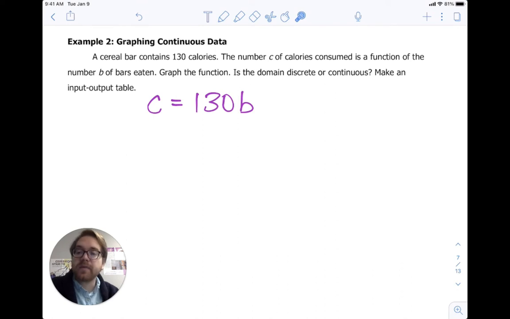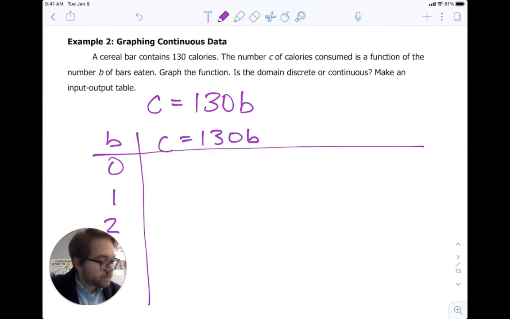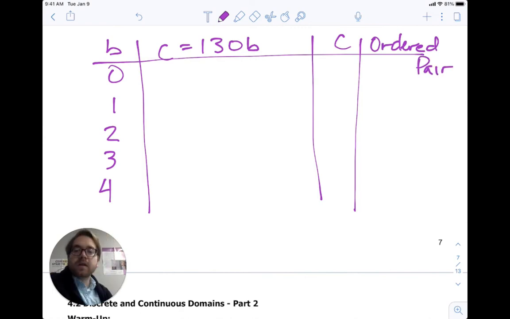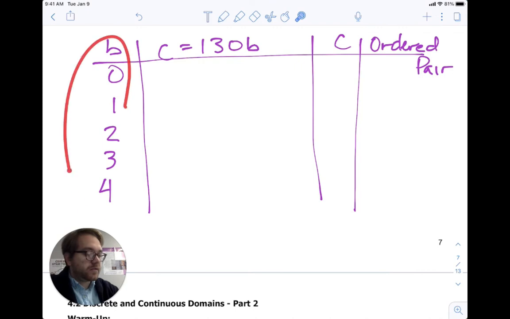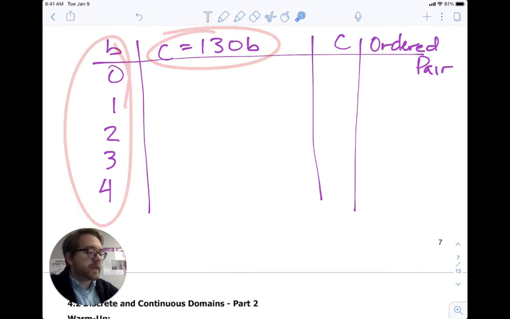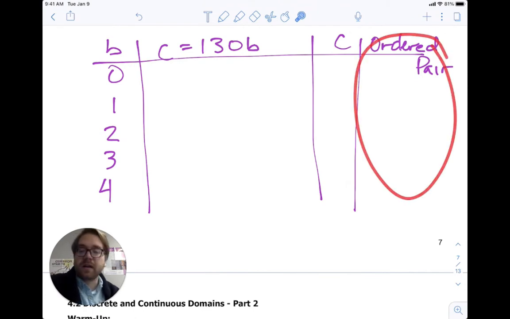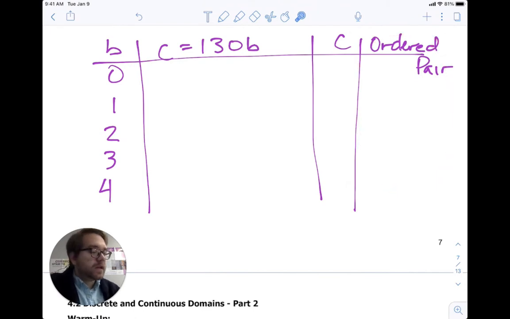So let's make an input-output table for this function. Okay, so here's a rough input-output table. We've got our domains over here. We've got our function right here. And then our outputs are calories consumed over here. And we'll also write the ordered pairs when we graph it in a second. So let's go ahead and evaluate to find each of our ranges, our calories consumed for our domains.